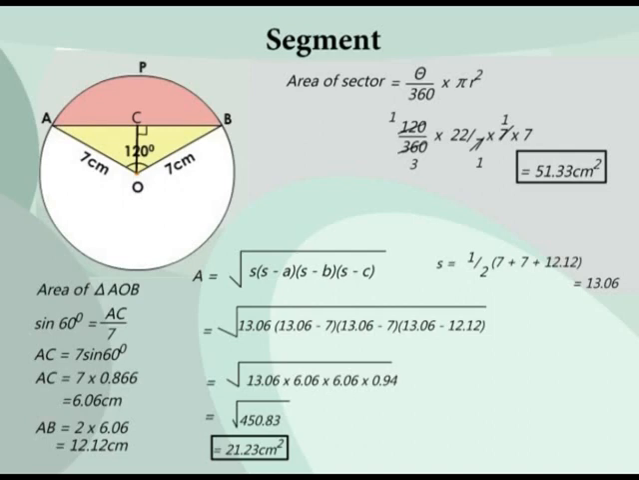Area of the segment is given by the area of the sector minus the area of the triangle. That is 51.33 minus 21.23. That gives us 30.1 square centimeters.